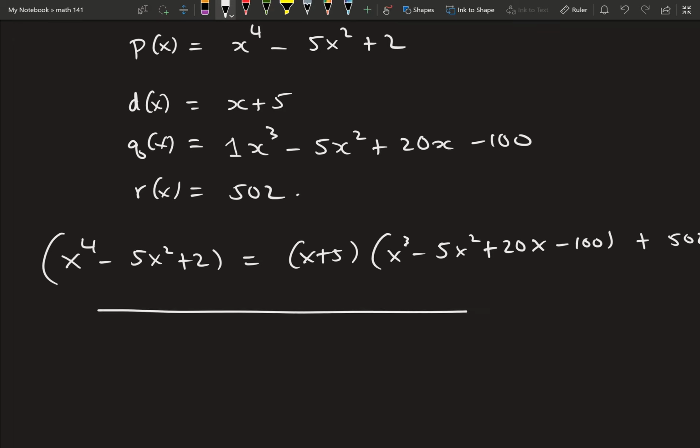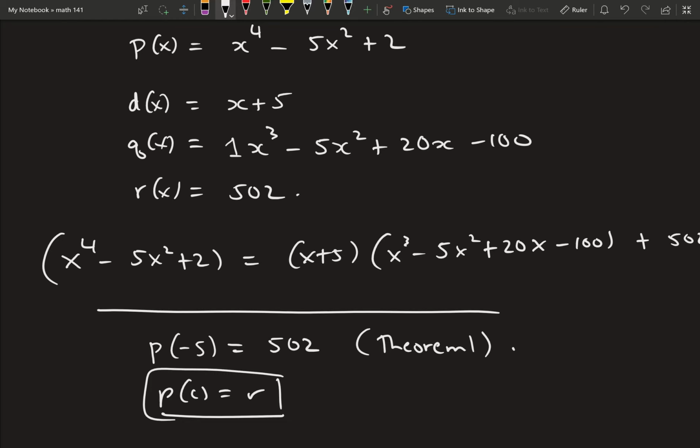We'll leave you here with a little exercise. By the way, this also tells you that p of negative 5 is 502 from that theorem 1 that we stated, I think, in the previous video. p of c is equal to the remainder r. That's what we saw. And c here was negative 5, and r was 502.